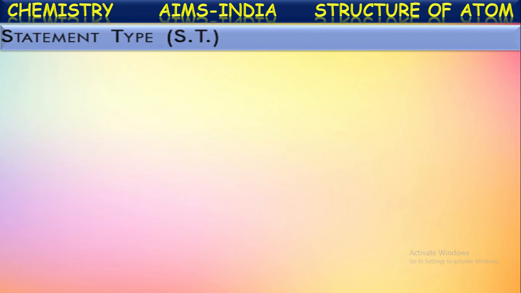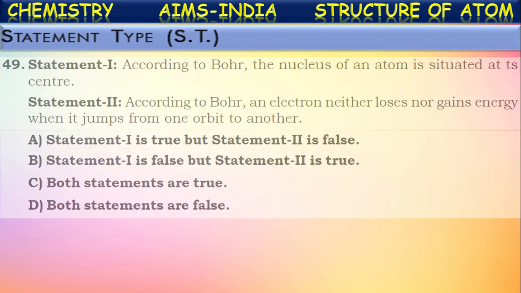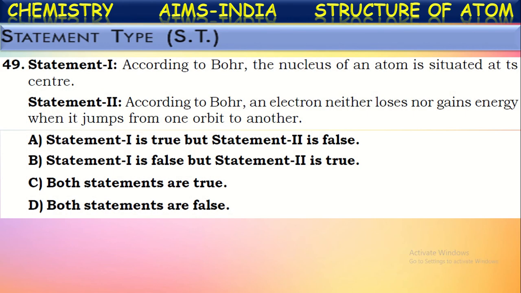Let us see next about statement type questions. See the first question. According to Bohr, the nucleus of an atom is situated at the center. Is it correct? Yes. According to Bohr, he proposed that the nucleus of an atom is located at the center part of the atom. Around that, electrons are revolving in concentric circular paths. So this is correct. Next, according to Bohr, an electron neither loses nor gains energy when it jumps from one orbit to another orbit. Is it correct?